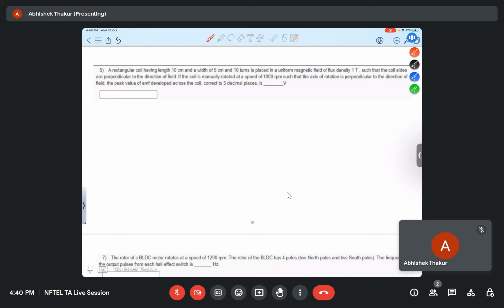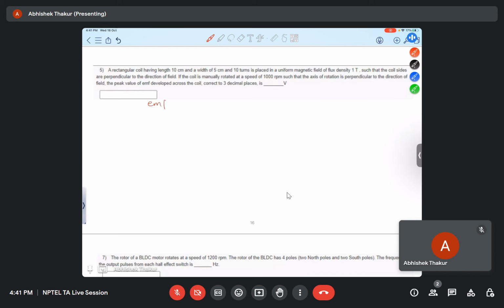A rectangular coil having length 10 centimeter, a width of 5 centimeter and 10 turns is placed in a uniform magnetic field of flux density 1 Tesla such that the coil is perpendicular to the direction of the field. Now here the coil sides are perpendicular to the direction of field, so theta will be 90 degrees. If the coil is manually rotated at a speed of 1000 rotations per minute such that the axis of rotation is perpendicular to the direction of the field, the peak value of EMF developed across the coil we have to find. So we have to find the peak value of EMF.